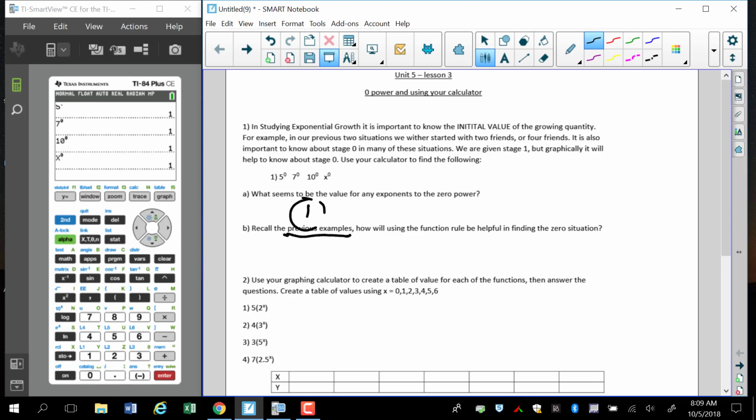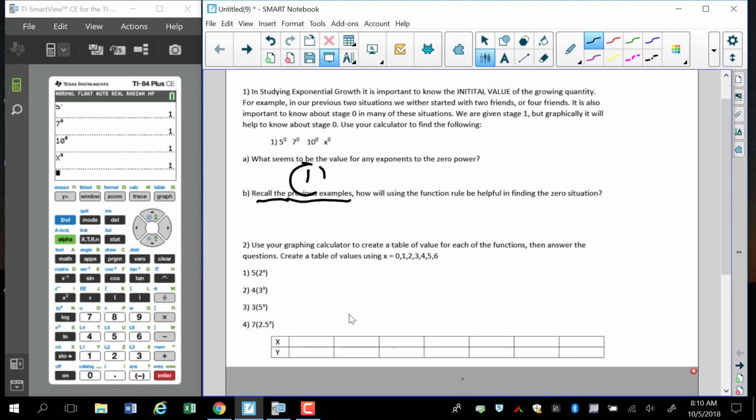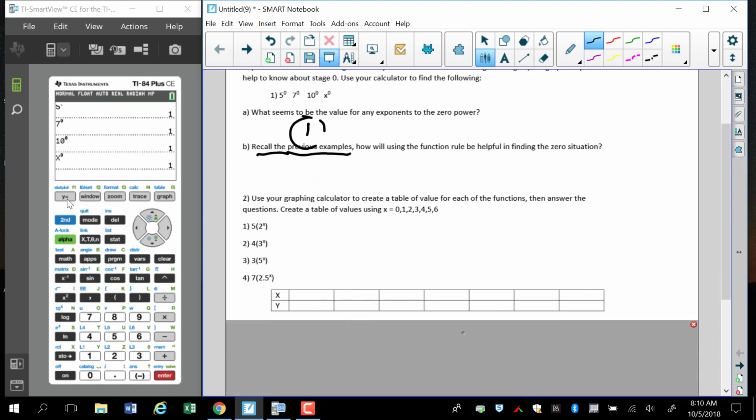So it says recall in the previous examples how it's going to be helpful to find the zeros. If we look down here at our examples, when we start at 0, 3 to the 0 is 1. So this function right here, number 2, is going to start at 4. This one's going to start at 3. This one's going to start at 7. This one's going to start at 5. So it's nice because that number out front is just the starting point. This right here tells us how much it's growing. But this number out front is going to tell us a starting point because when you multiply by 1, you're just going to get back to the original number. So let's look at creating one of these tables.